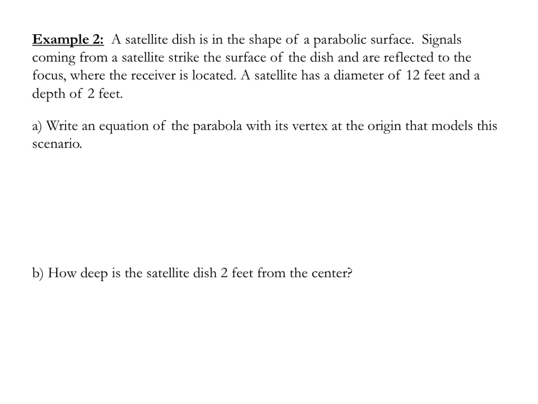So, one more word problem. This one we have to draw ourselves. A satellite dish is in the shape of a parabolic surface. Signals coming from a satellite strike the surface of the dish and are reflected to the focus where the receiver is located. A satellite has a diameter of 12 feet and a depth of 2 feet.